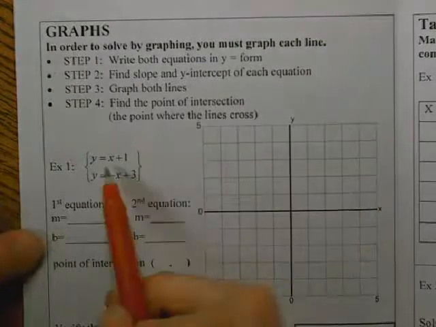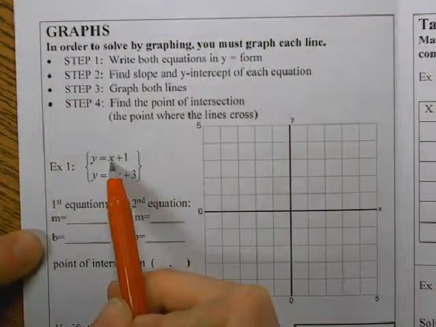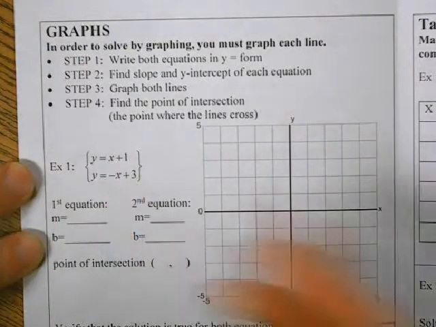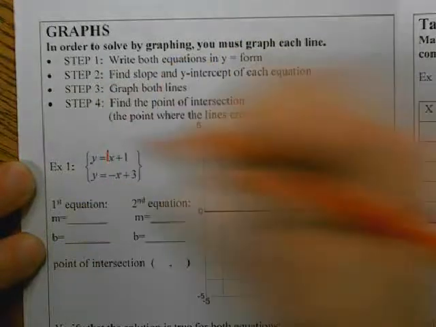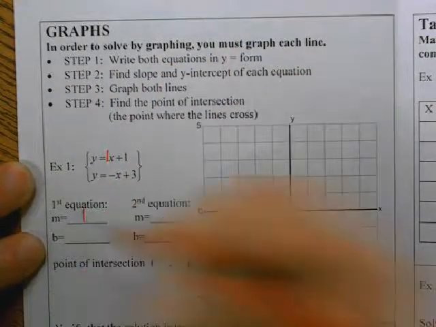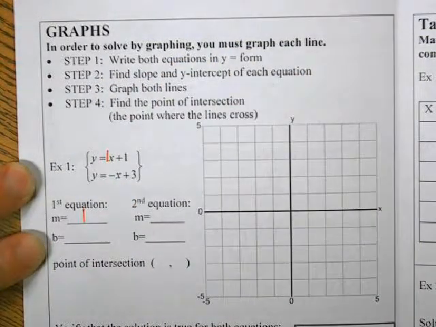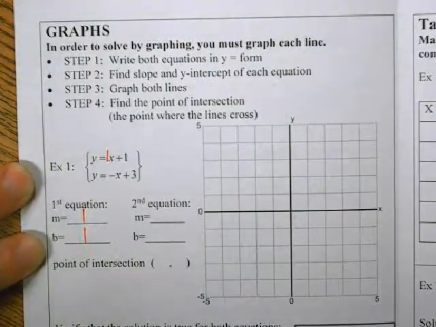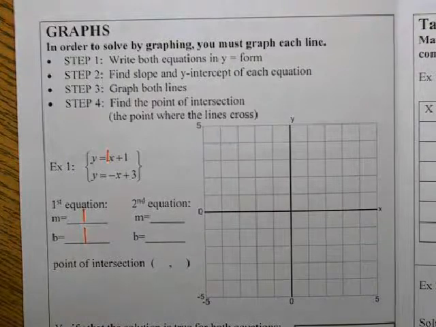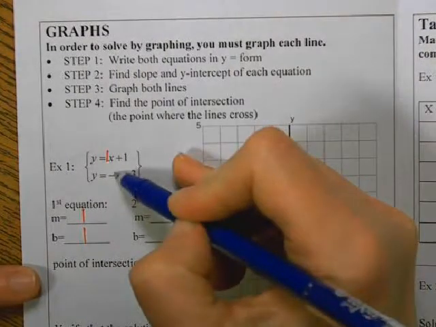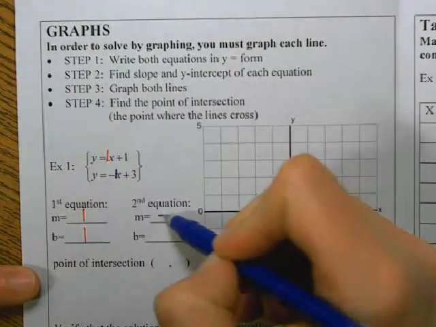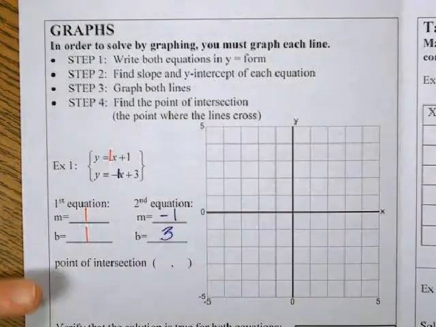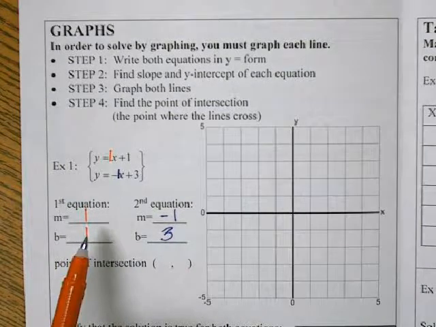So let's look at equation 1. It says y equals x plus 1. So what is m? Well, m is hiding right there before that x. m is 1. And what is b? Well, b is also 1. Okay? For the second equation, what is m? Well, m is that number hiding right there before x. So it's -1. And what is b? b is 3. So what you're going to do is you're going to graph both of these equations.